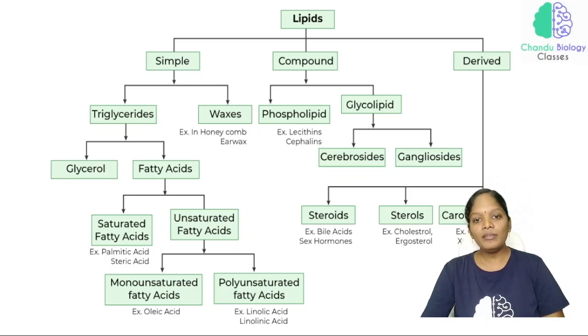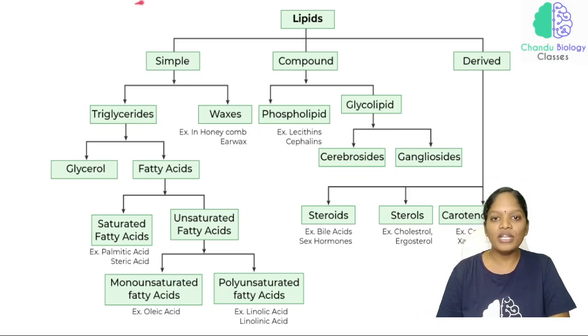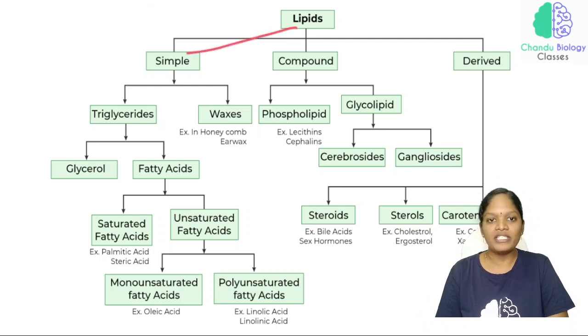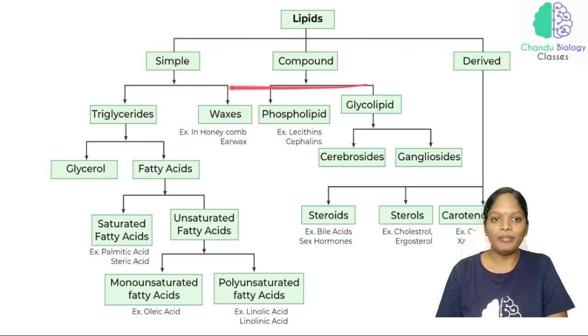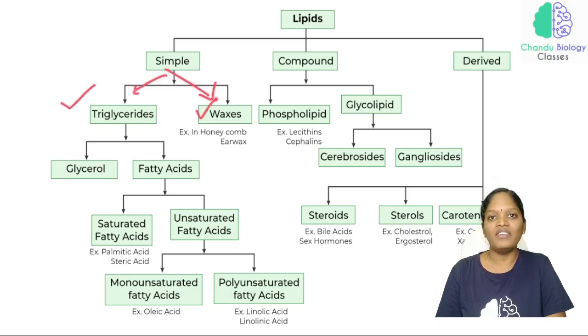Now, these will be the types of lipids. Just look at this flow chart: lipid can be classified into three major groups. One is simple lipid, compound lipid, and derived lipid. These are the three major types of lipid, and the simple lipid can be further categorized into two, that is triglycerides and waxes. So the triglycerides and the waxes come under the simple lipid.